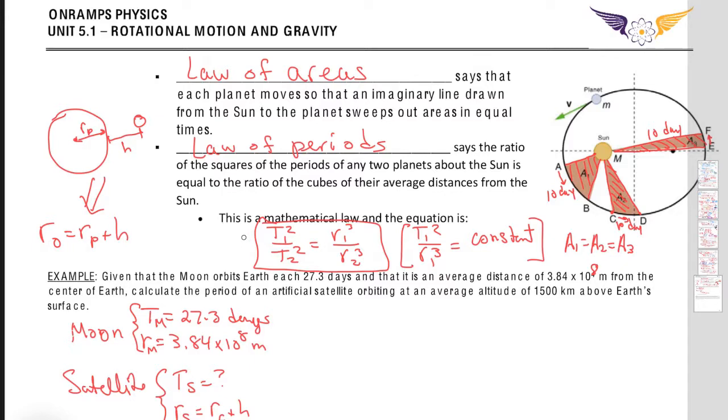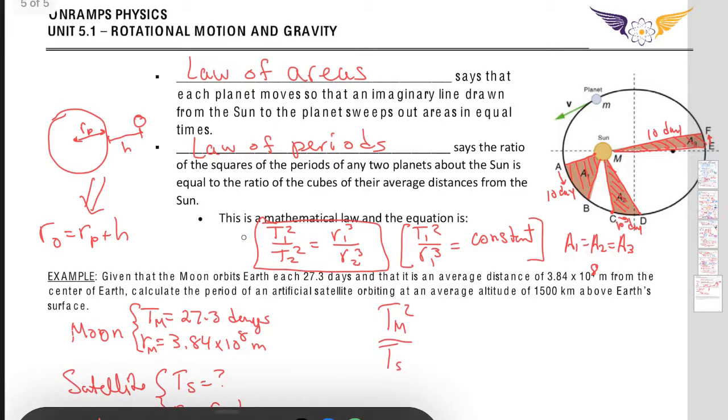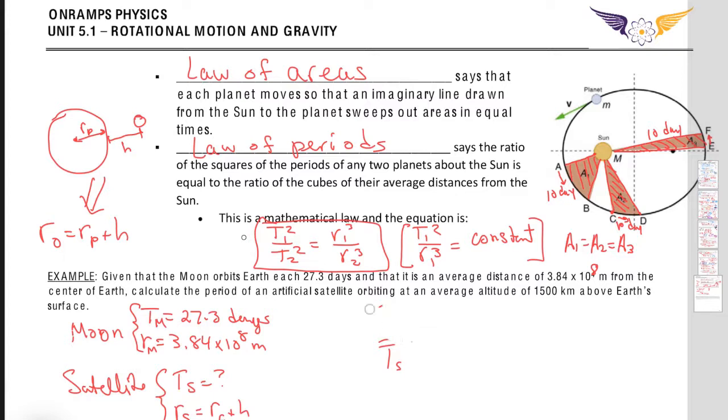And so all we're going to do now is say T moon squared over T. In fact, to make your algebra easier, put your unknown in the top already. That's just a little free trick of the day. So we're going to say T satellite squared over T moon squared is equal to R satellite cubed over R moon cubed. So remember, it's unknown to unknown, known to known, the way this kind of works out.